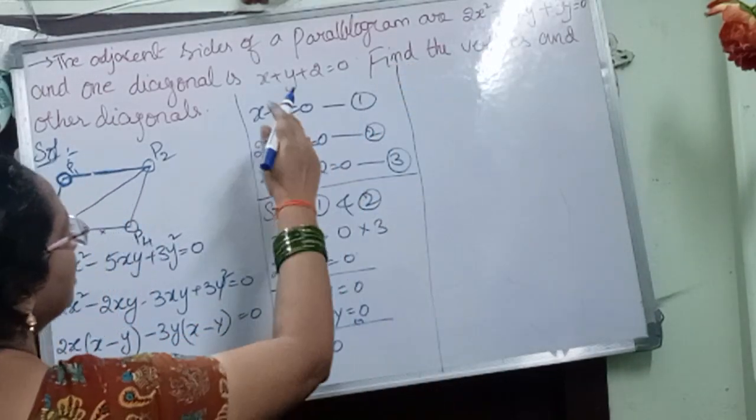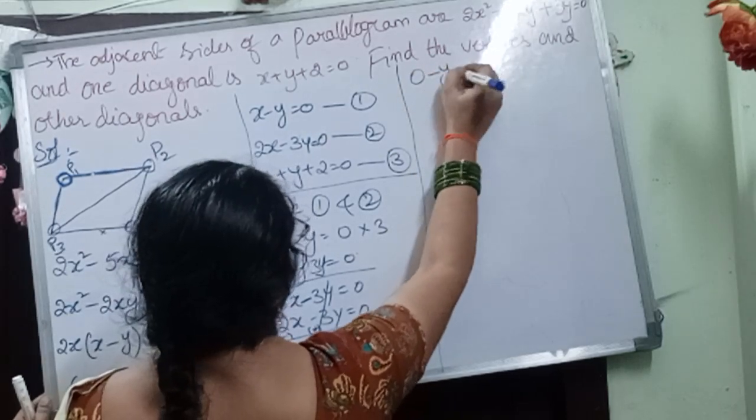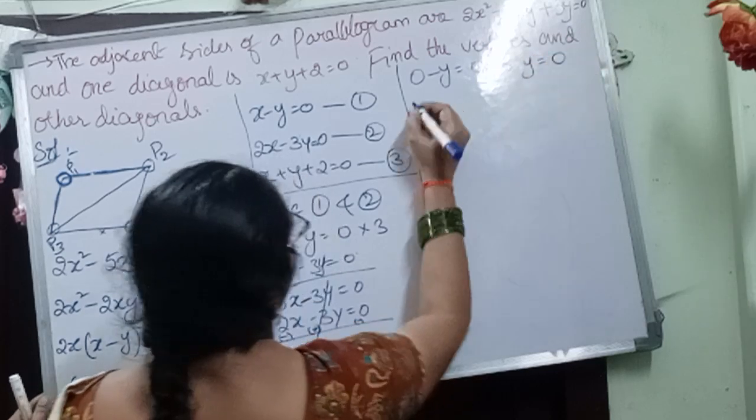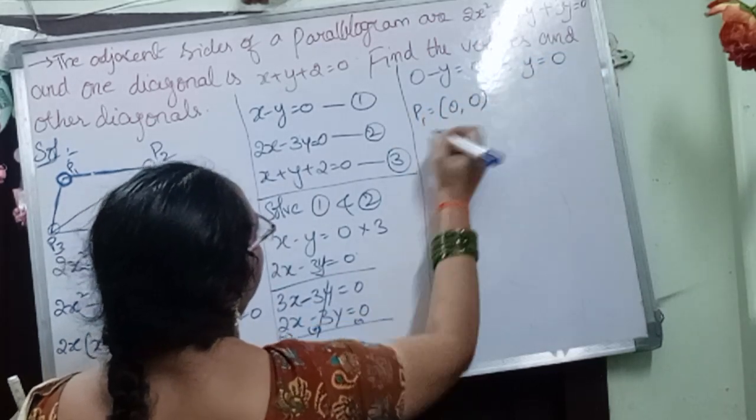Substitute in 1 or 2. I am substituting in 1. x is 0, so minus y = 0, which implies y is also 0. So P1 is x = 0, y = 0.